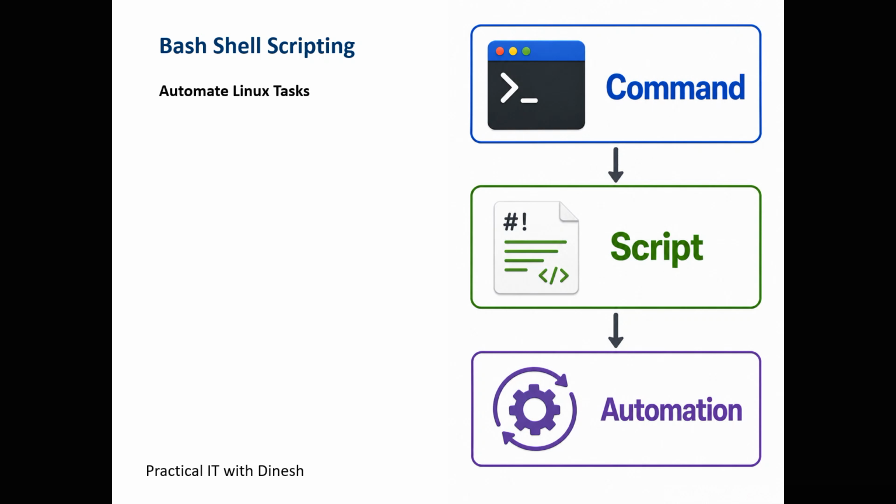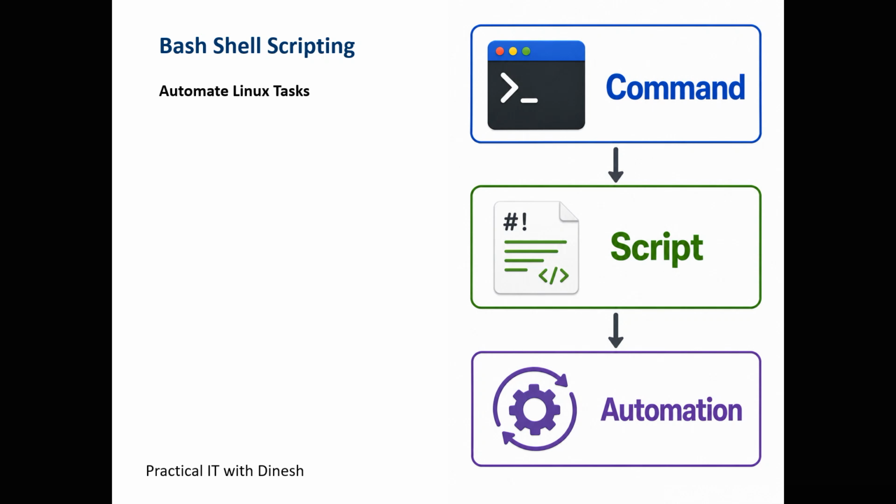By the end of this lesson, you will be able to write, run, and understand simple bash scripts, the foundation of Linux automation. Welcome back to the Linux Fundamental series. In the previous lesson, we learned how to automate tasks using cron jobs, but cron does not magically know what to do. It usually runs a shell script. So today we will learn how to create our own bash scripts.